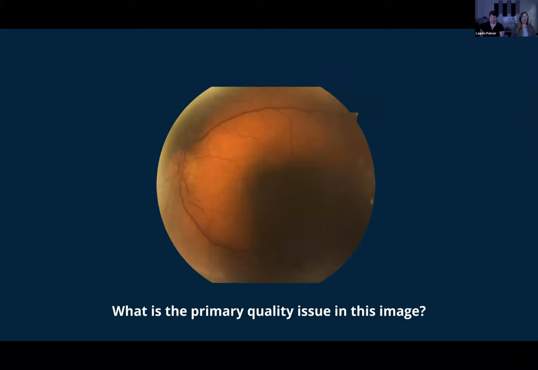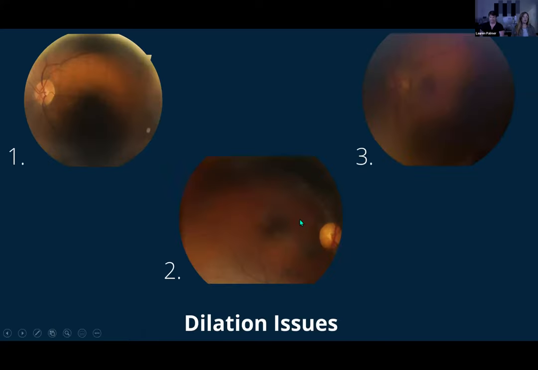So on the next slide, we have a couple more examples for you. You'll be able to see some dilation issues in different camera types. So all of these dark shadows appear a little bit different depending on the patient's eye and the camera that you're using. So it could be any type of shape or in any location on the image. But just remember, when you see dark shadows, think dilation.